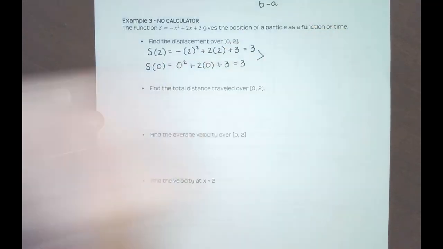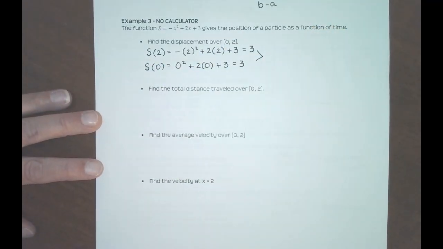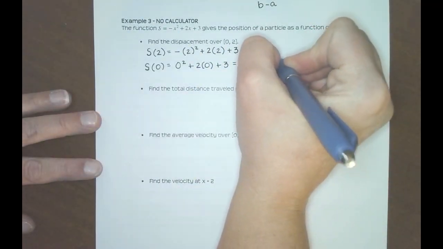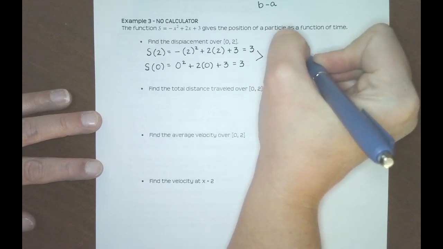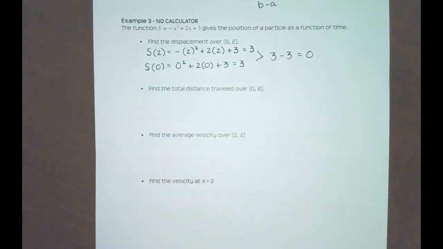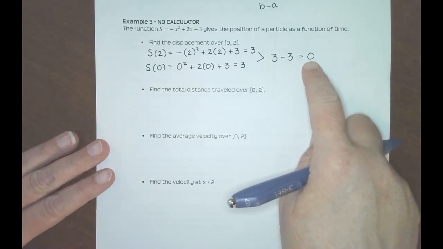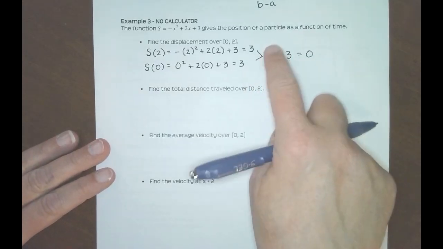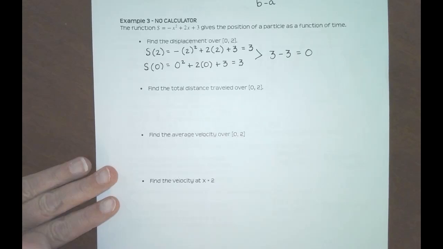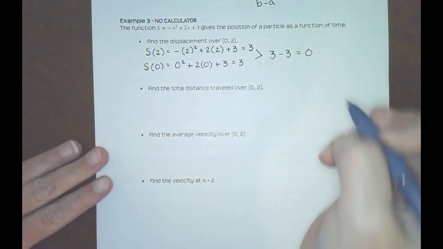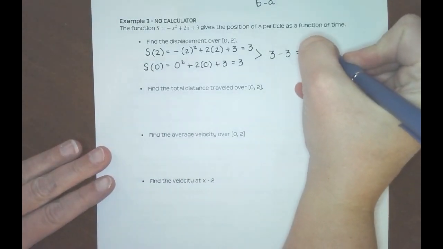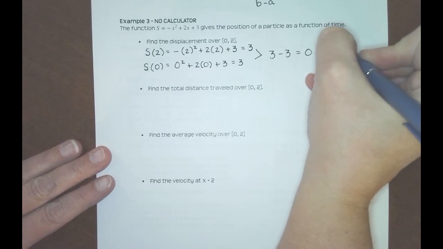So displacement is how much did this change, right? So my displacement is just 3 minus 3, which is 0. So based on displacement, this thing didn't move at all. Right? It started and stopped in the exact same place. So that's what we're saying our displacement is. 0, again, I didn't give units here, so I'm just going to say 0 units.